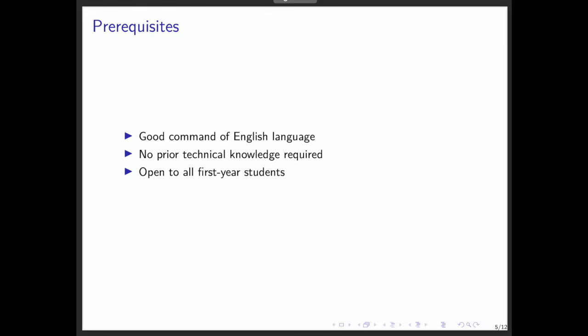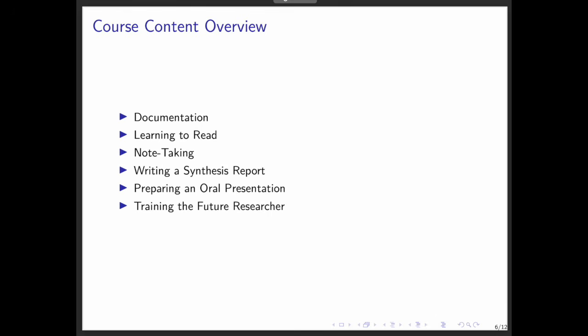Before starting, what do you need? The only requirement is a good command of English. No technical knowledge is required, and the course is open to all first-year students. Now let's look at the structure of the course. It is divided into 6 main parts: documentation, learning to read, note-taking, writing a synthesis report, preparing an oral presentation, and training the future researcher. Each of these sections builds step by step on the previous one.